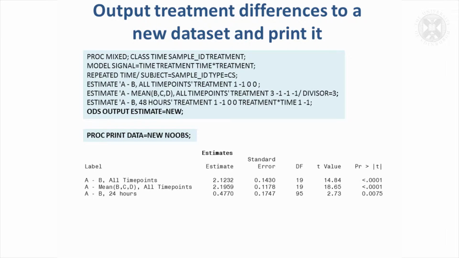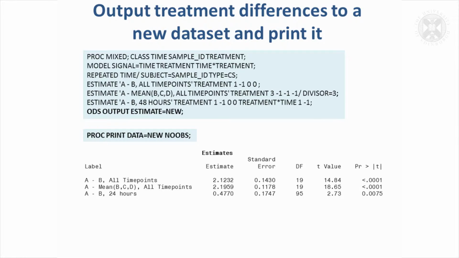And we can output those estimates just like we output the means to a new data set. So we're saying the estimates, put them in this data set new, and if we printed that out, this is actually what the data set would be. The variable names will be something like this in the new data set.